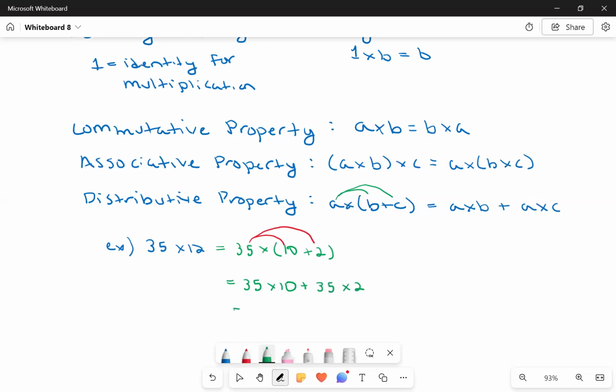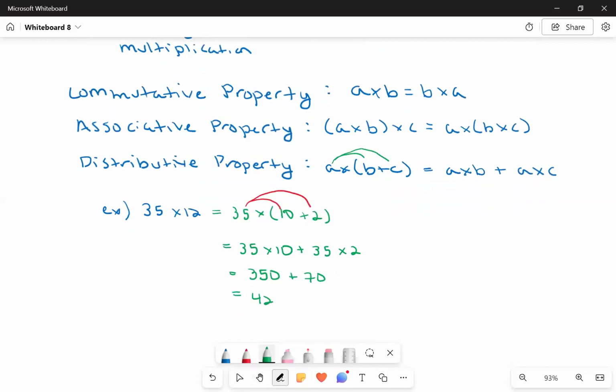35 times 10, that's an easy one to figure out. That's 350. 35 times 2 is not too bad. That's 70. When you add those together, that adds up to 420. So it can make some math easier when we're doing mental math, but I will save that for a different video.